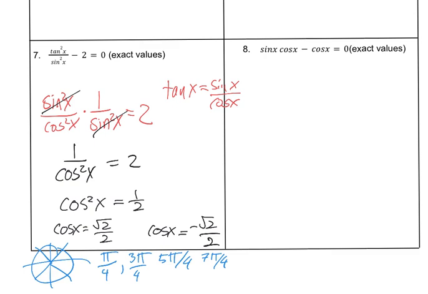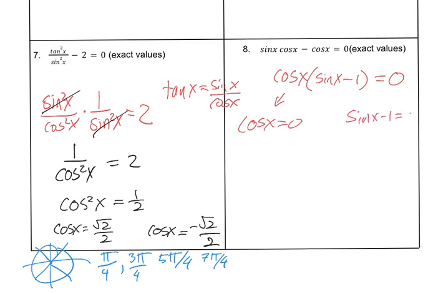For number 8, we got some factoring. Both of these have a cosine. So I'm going to take a cosine of x out of both pieces, leaves me with a sine of x and a minus 1. All right, so that equals 0. This gives us 2 equations. Cosine of x is equal to 0, and sine of x minus 1 equals 0. That tells us sine of x equals 1.